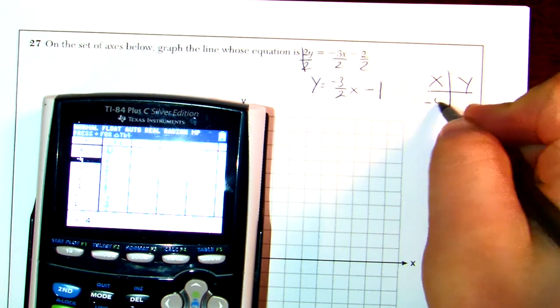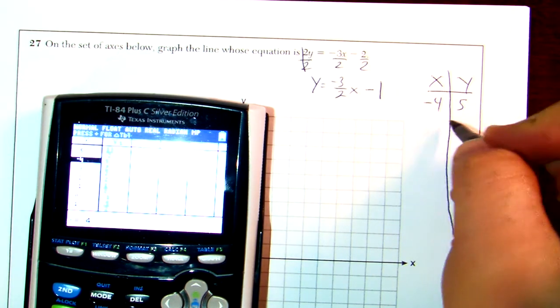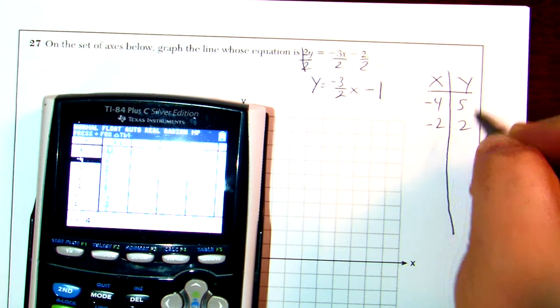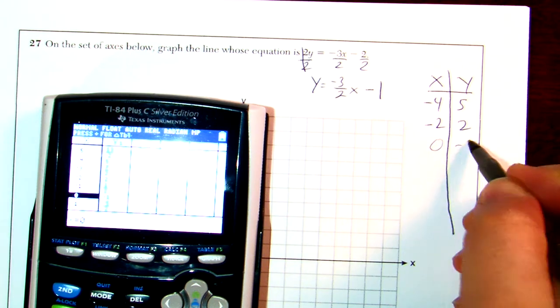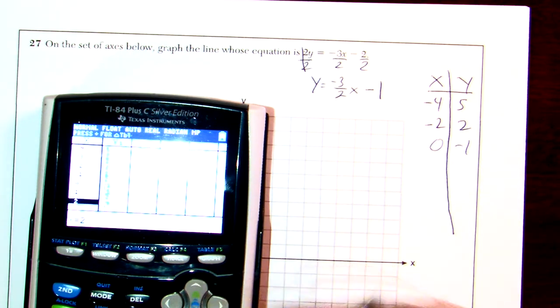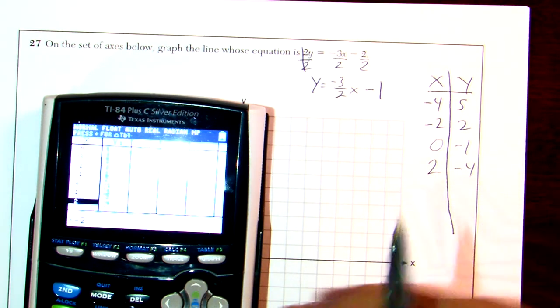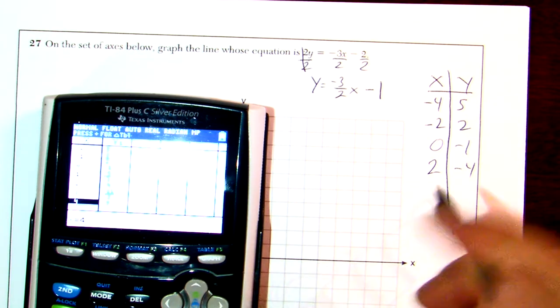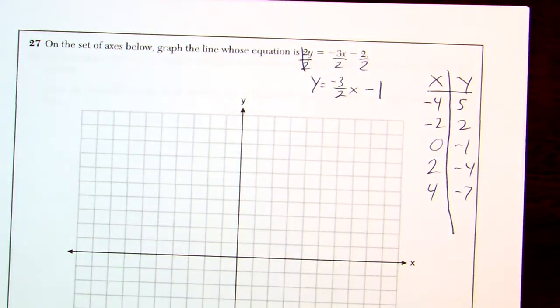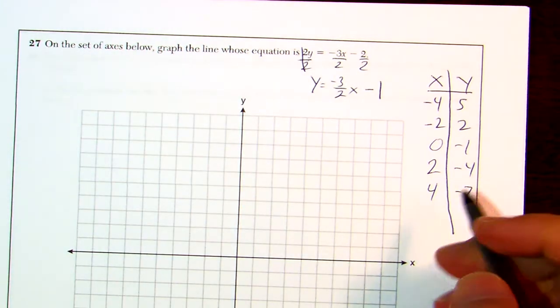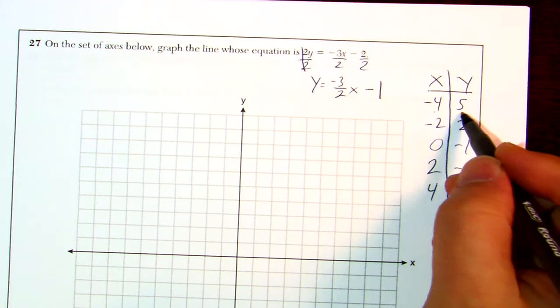And we have at negative 4, you'll be at 5. At negative 2, you'll be at 2. Okay. At 0, you'll be at negative 1. At 2, you'll be at negative 4. Let's do a couple more. 4, you'll be at negative 7. Okay, it gives us a good indication of points. So at negative 4, you'll be at 5.